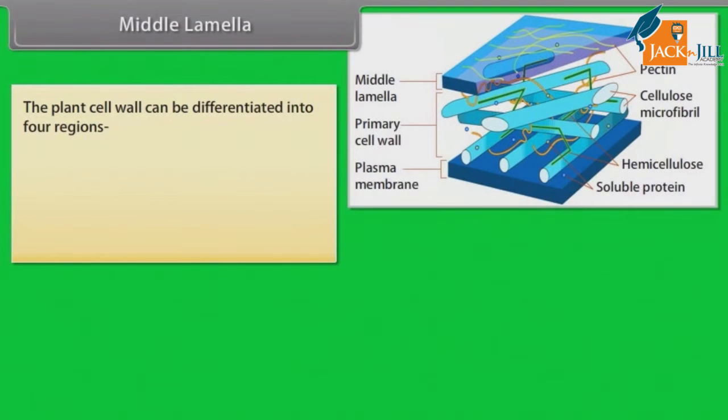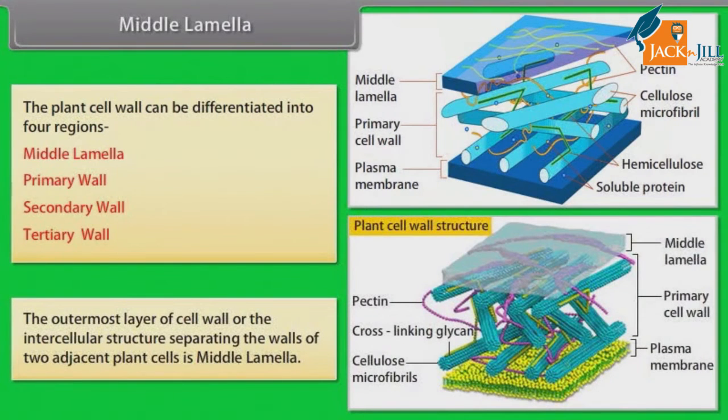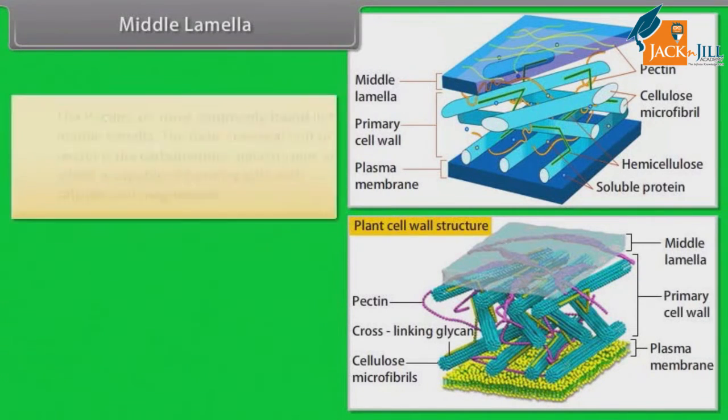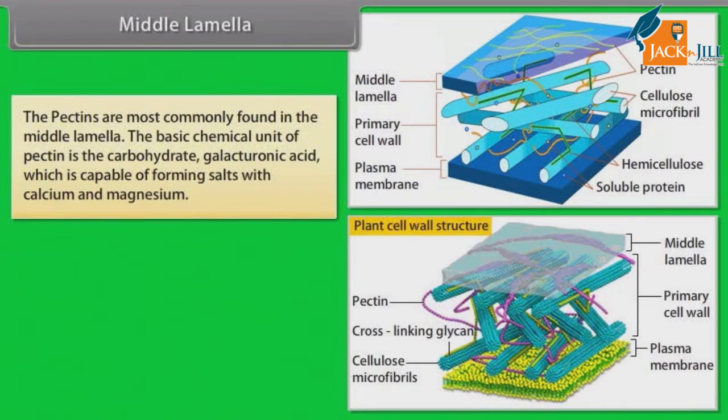Middle lamella. The plant cell wall can be differentiated into four regions: middle lamella, primary wall, secondary wall, tertiary wall. The outermost layer of cell wall or the intercellular structure separating the walls of two adjacent plant cells is middle lamella. The pectins are most commonly found in the middle lamella. The basic chemical unit of pectin is the carbohydrate galacturonic acid, which is capable of forming salts with calcium and magnesium.